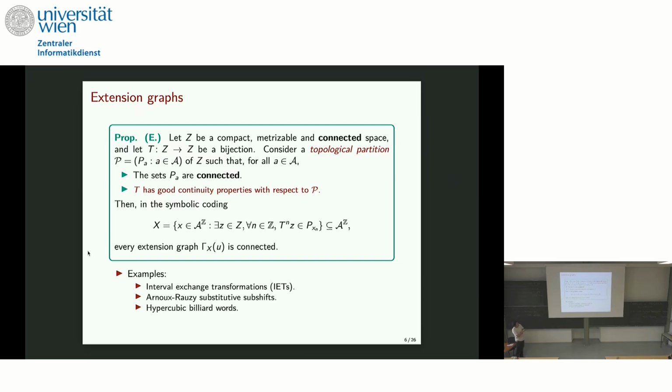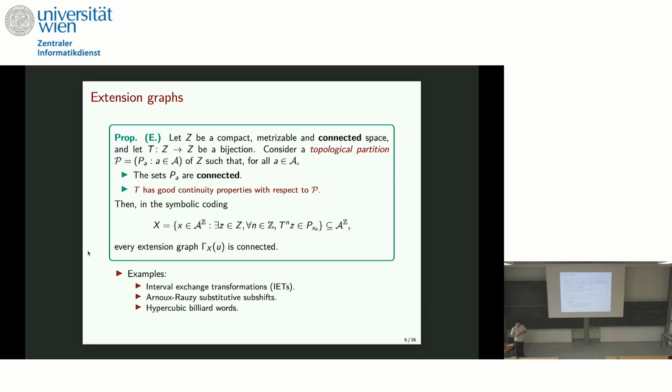What's important here is that these atoms of the partition, which are indexed by a finite alphabet, are also connected. So we have this really strong geometricity feeling here. And also we want some continuity properties, of course, on T. With this, we can define a symbolic coding, which is the set of finite words that define an itinerary of some point z in the geometric space. And the conclusion is that here, all the extension graphs are connected.